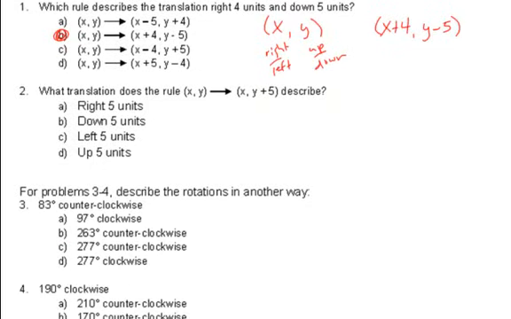Okay, number 2. What translation does the rule (x, y) to (x, y plus 5) describe? Well, we know x is your left or your right, and we know y is your up or your down. From our x, we know nothing can happen. It's not going left or right. So now we're either going up or down. Well, we just learned that going down was minus, so going up is positive. So obviously I'm going up, and then it's 5 units. So that's D.